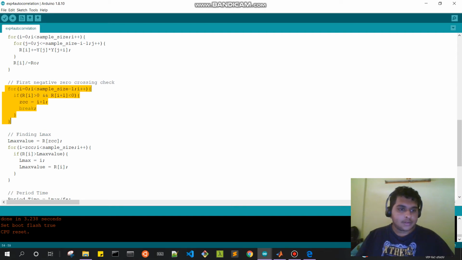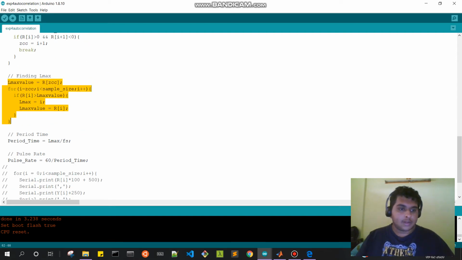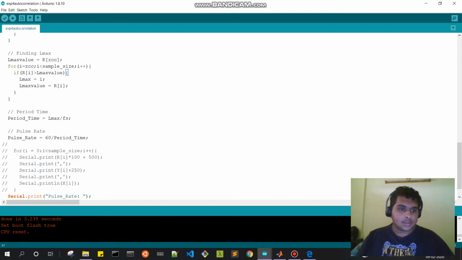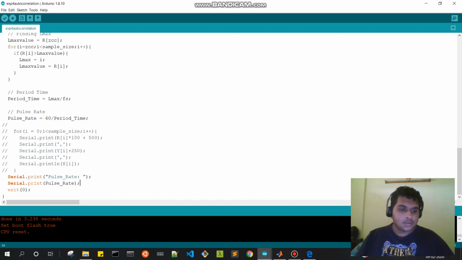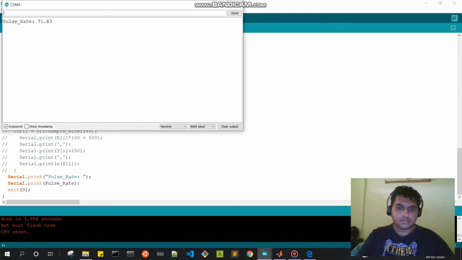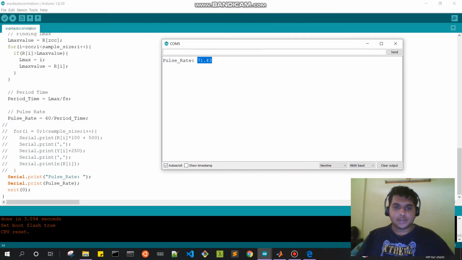We find the first negative zero crossing point, and then using that we find the value of L max, that is the index at which the second maximum is occurring, and using that compute the time period, which is Lmax upon sampling frequency Fs, and using that we are able to compute the pulse rate, which is 60 upon time period. So let's check the pulse rate that we get from the autocorrelation function. The pulse rate that we're getting from autocorrelation function is 71.43. The pulse rate that we got from DFT Magnitude Spectrum computation was 60.